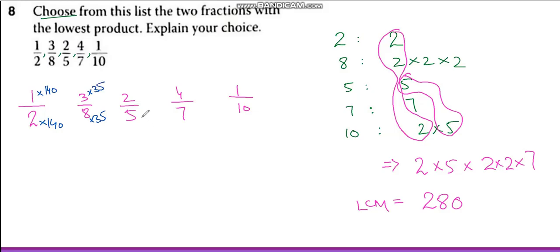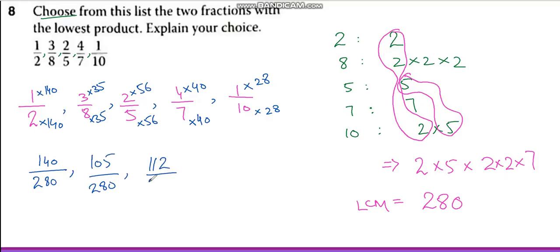And then 5 times 56 is 280, and 7 times 40 is 280, and 10 times 28 is 280. So let's rewrite the fractions. We will get 140 over 280, and then 105 over 280, 112 over 280, 160 over 280. And finally, we will write 28 over 280.